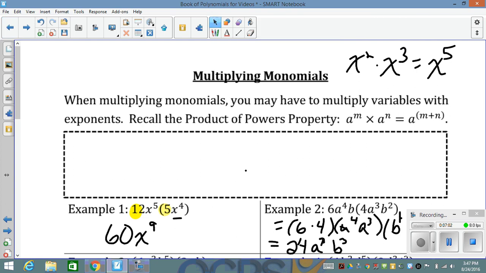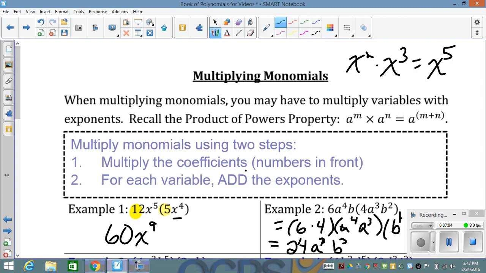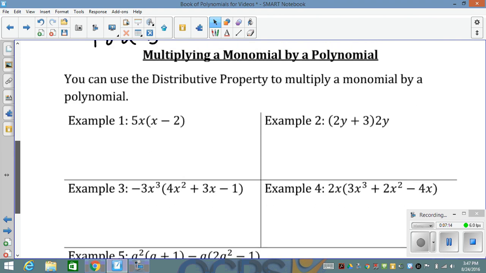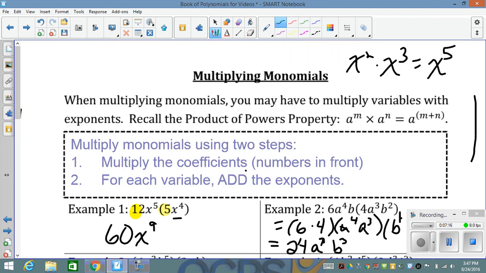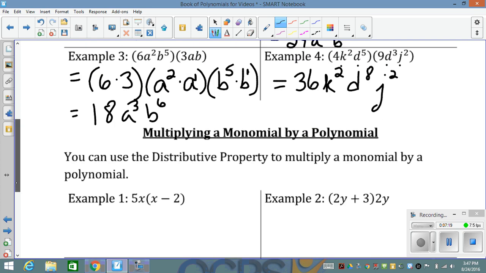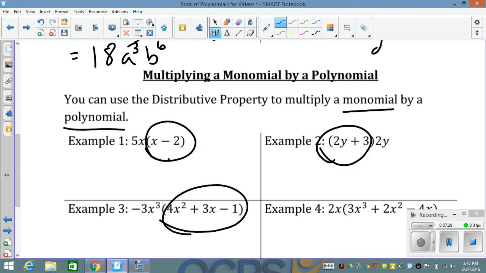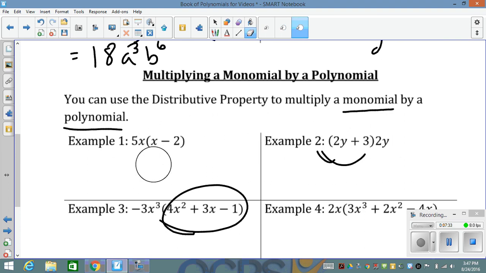Okay. Let's put that back on there. Here we go. Let's look at the next piece of multiplying by a monomial. When you multiply a monomial by a polynomial that's more than one term, see this? 2 terms, 2 terms, 3 terms. So when you multiply by one that's more than a monomial, you have to use your distributive property.